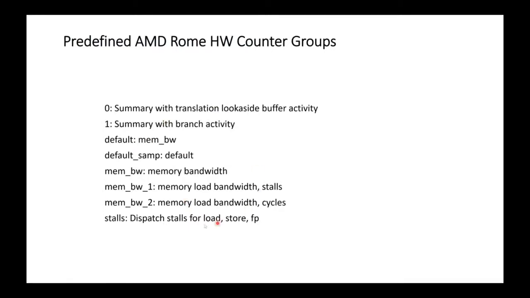And in general, on the Arch2 system, we can look at TLB, branch, memory bandwidth, memory load bandwidth with stalls, memory load bandwidth with cycles, and stalls on the load, store and floating point units. Those are the ones we can get.